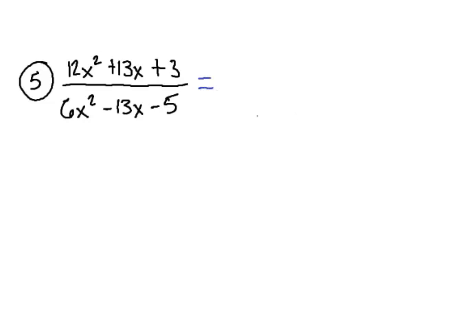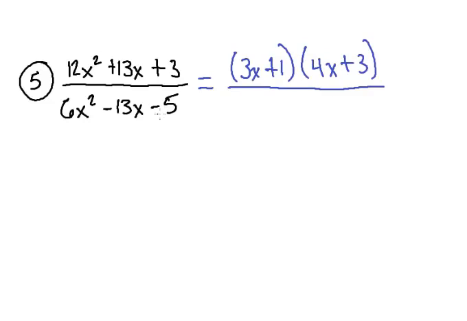Factoring those two things, we will get the answer on top: 3x plus 1 times 4x plus 3. At the bottom, if we factor using scissors method, we will get the answer 2x minus 5 times 3x plus 1. Maybe you got them in a different order. It doesn't matter, but the parentheses are those.